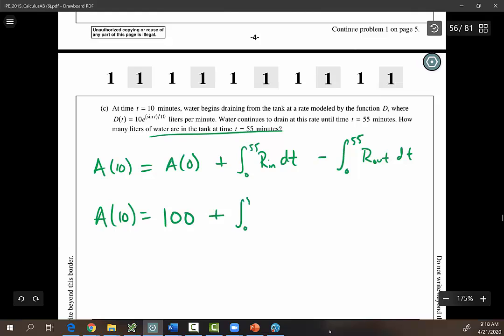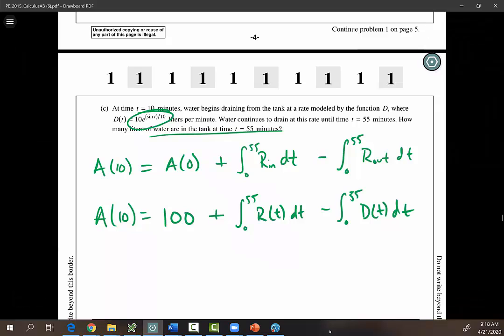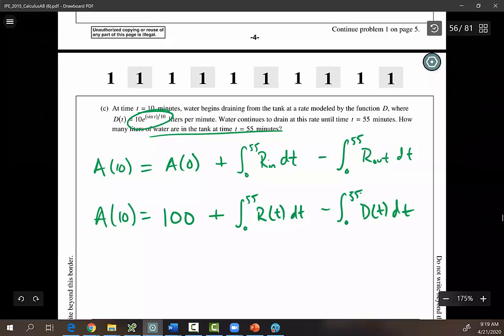Plus the integral from 0 to 55 of r of t dt, which is what we just solved for, minus the integral from 0 to 55 of d of t dt. You need to write d of t, or you can actually write out that equation. Now, I don't really see anyone being able to get this question right if you couldn't do part B, but it might happen. So if you got this, but you just somehow couldn't figure out part B, just make up an answer, call it 100, and you'll at least get partial credit.